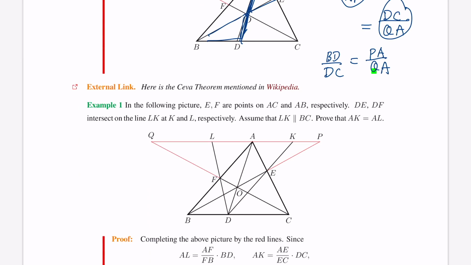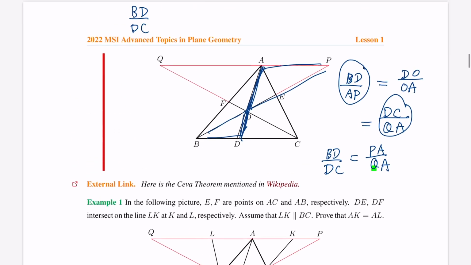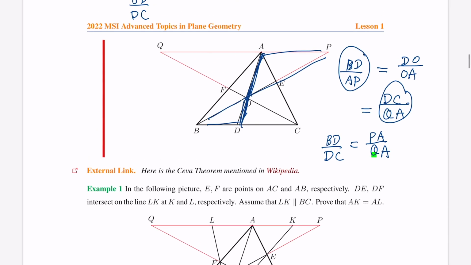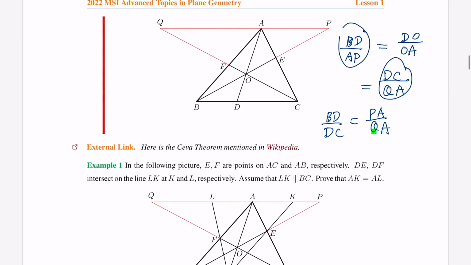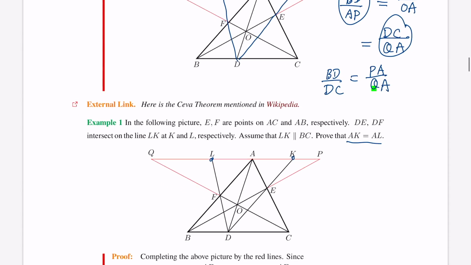Okay, so let me give you one example as an application of Ceva's theorem. I discovered that myself, and I'm quite happy with that. So comparing this picture with the above picture, this one is copied from the above, but then we draw another two lines. We draw this DF and DE. They hit the line PQ at the points L and K respectively. It was surprising to me that actually AK is equal to AL. So I'm quite happy that I found that.